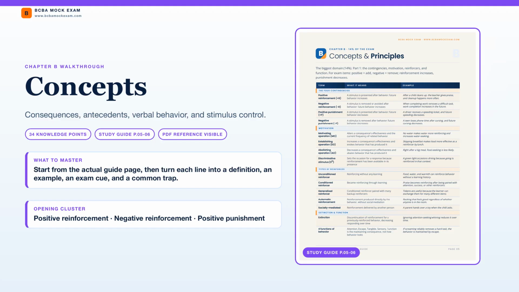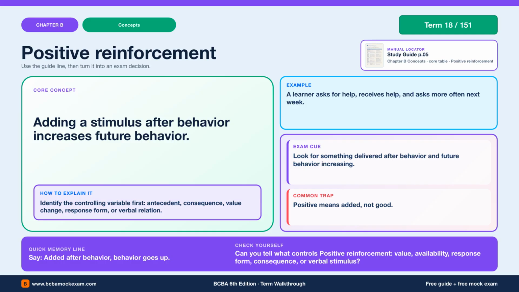Is something added or removed? Does behavior go up or down? Is the issue value or availability? Is the consequence automatic or socially mediated? Keep those questions active. Positive reinforcement.